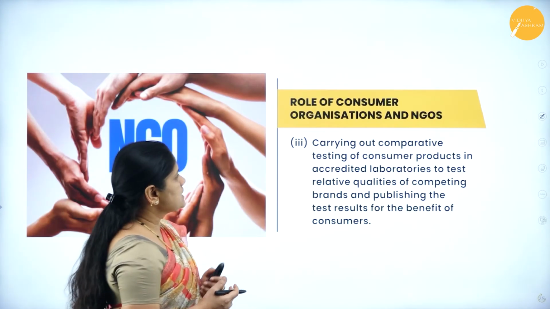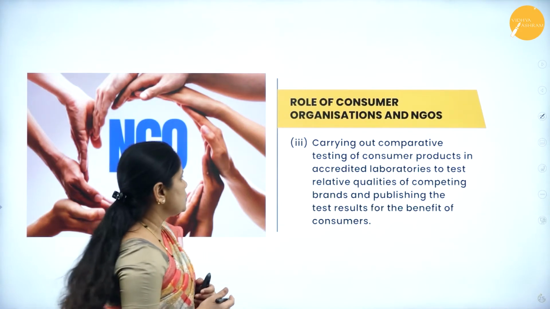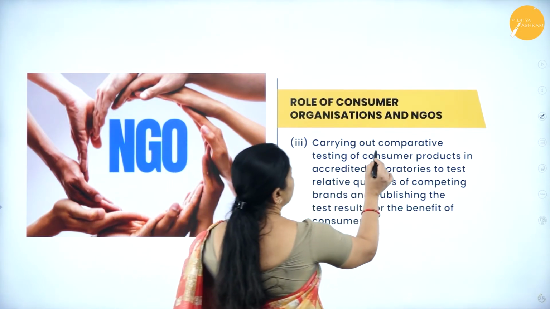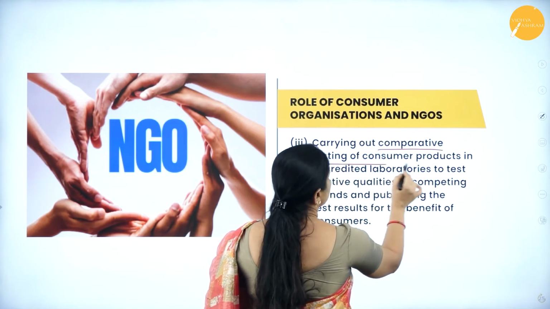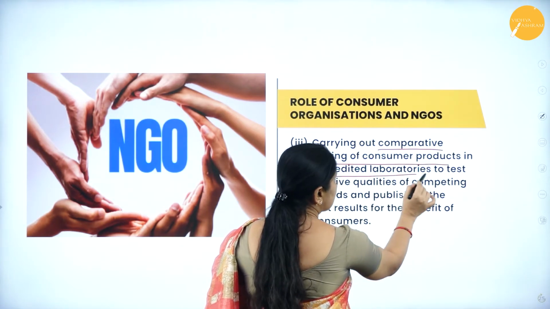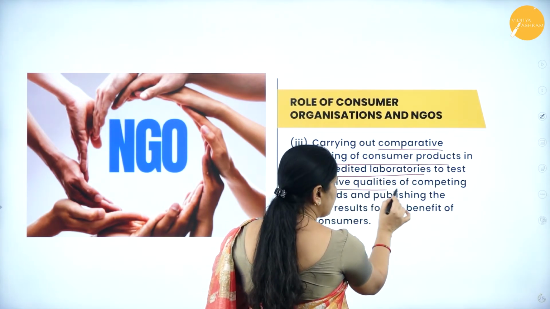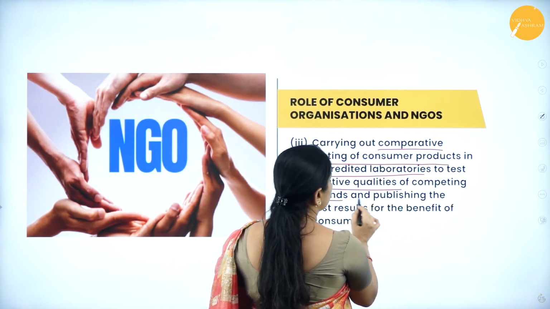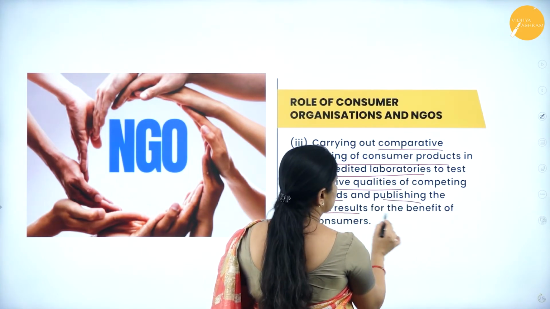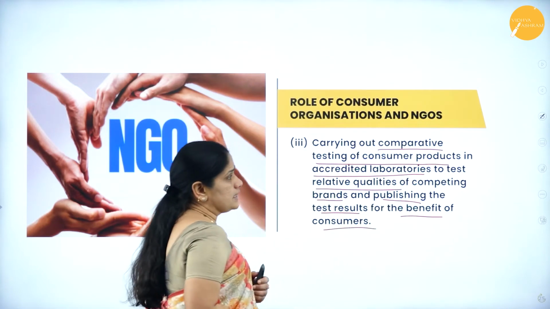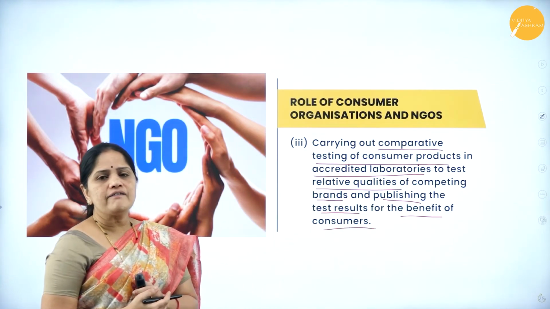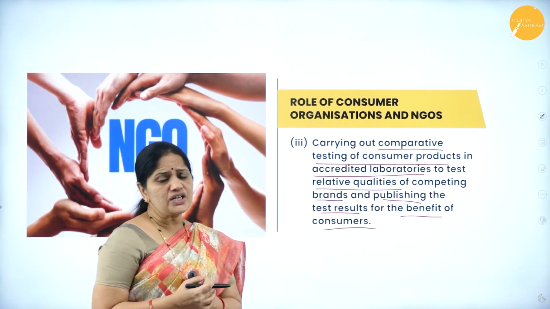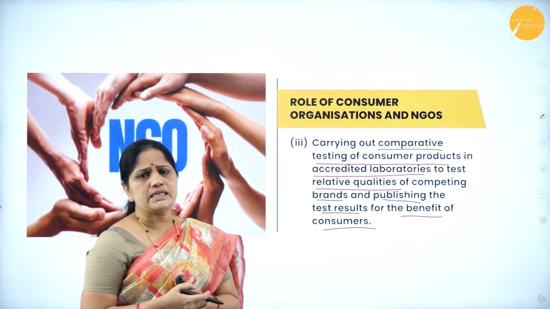Then, the next role of the consumer organization is carrying out comparative testing of consumer products in accredited laboratories to test relative qualities of competing brands and publishing the test results for the benefit of consumers. Now, this is a very important function of the consumer organizations.